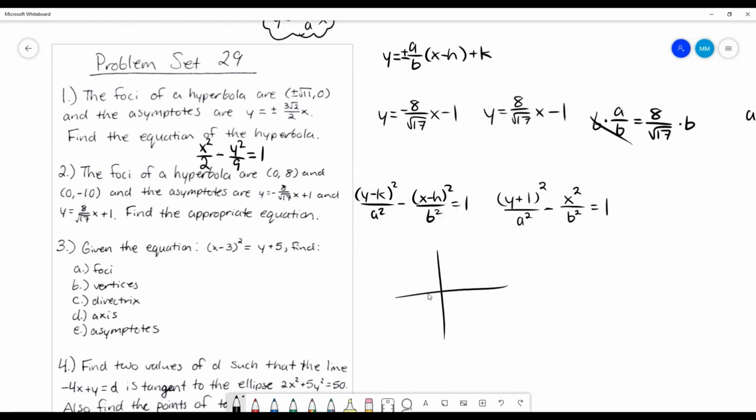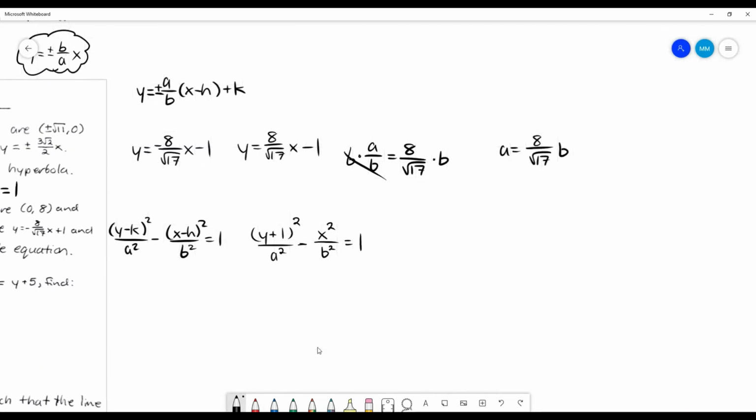Since our foci are 8 and negative 10, and our center is here at negative 1, that c value is going to be this distance, which is the distance of 9. So c is going to be 9. So c squared is going to be 81. And we know c squared equals a squared plus b squared.